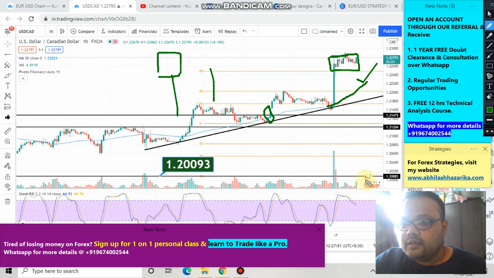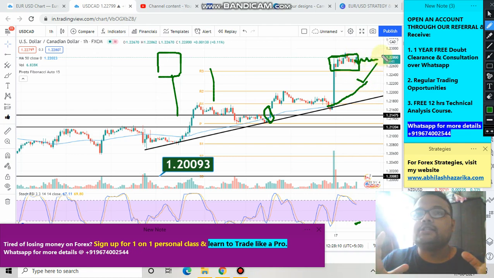On the other hand, if stochastic RSI comes down to the oversold zone, and you see that market has not come down to the 50 moving average, or market has not retraced at all. Yes, there are instances when market does not retrace at all. Market will just lie flat. Market will just lie flat here.